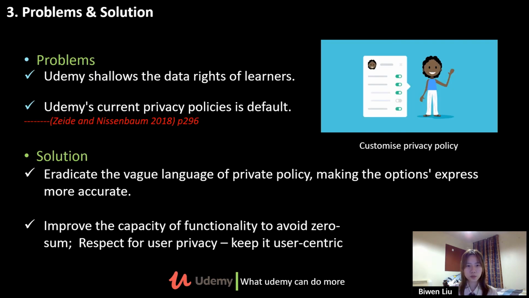At the end of this presentation, we found some drawbacks of these two and give solutions. The problems of Udemy are shadowed data rights and default policies. So, how to overcome these predicaments? Firstly, try to eradicate vague language and give accurate expression when negotiating with users. Secondly, respect user privacy and maintain a user-centric approach.